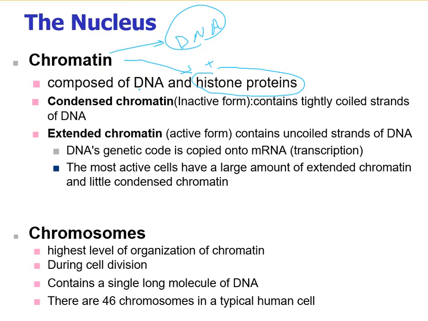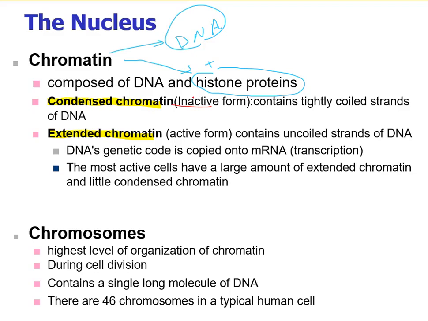Consider chromatin in two states. We have condensed chromatin and extended chromatin. Condensed chromatin, or inactive form, is a tightly coiled strand of DNA. In this state, the genetic instructions are sort of packed away, not actively being used. But the extended chromatin, or active form, is an uncoiled strand of DNA. In this state, the genetic instructions are ready to be accessed and used by the cell.